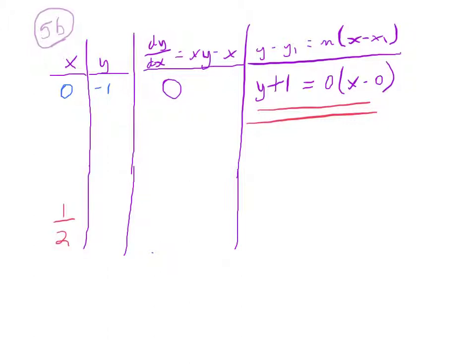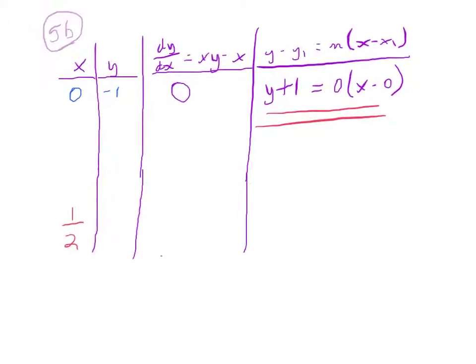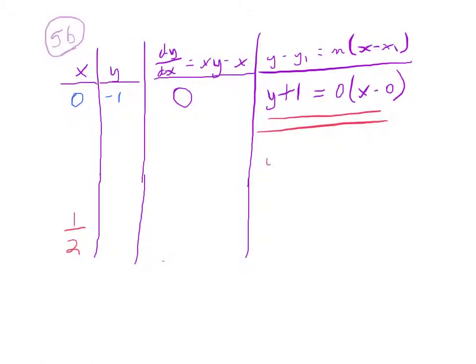So, plug it in, we would have y plus 1 is equal to 0 times (1/2 minus 0). And solving for y in that particular equation, we would have that y would be equal to -1. Now that we have a second point, we repeat this process, construct another tangent line, and then use that tangent line to continue this process.